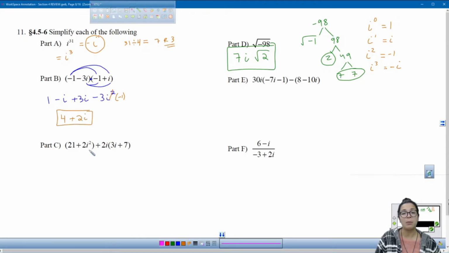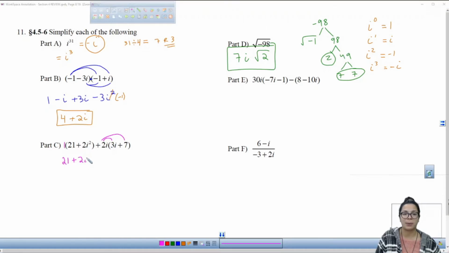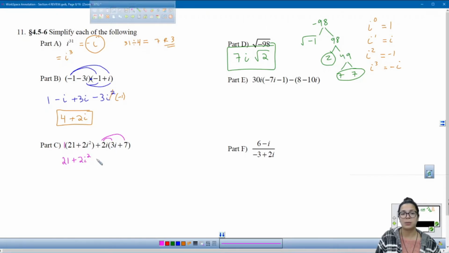Okay, moving on to part C. So on part C, we're actually adding this term and this term together, but before I add that, I'm going to go ahead and distribute 2i here. There's nothing to distribute here in the front, so I could just bring that outside of the parentheses. But here I do need to distribute 2i.